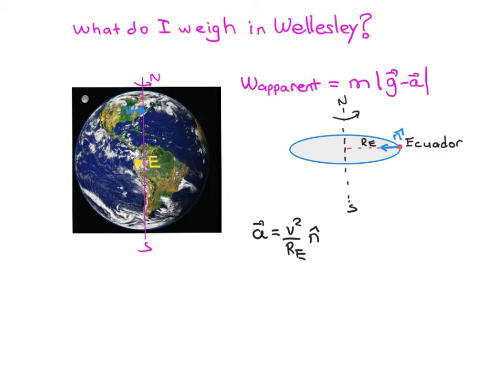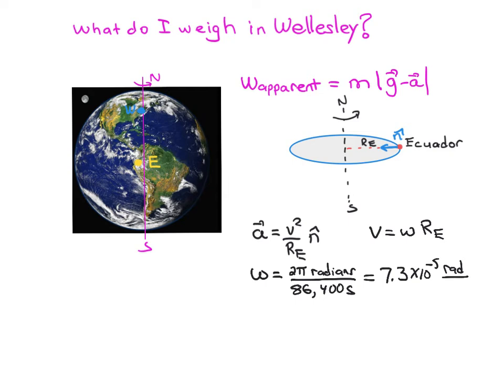We can express the speed of an object going around in uniform circular motion in terms of its angular speed, which we've called omega, times the radius of the circle in which it's moving. Let's get some numerical values. The angular speed of the Earth is measured in radians per second. We go through 2 pi radians of rotation in one day, and one day is 86,400 seconds. If you plug this into your calculator, omega has a value of 7.3 times 10 to the minus 5 radians per second.